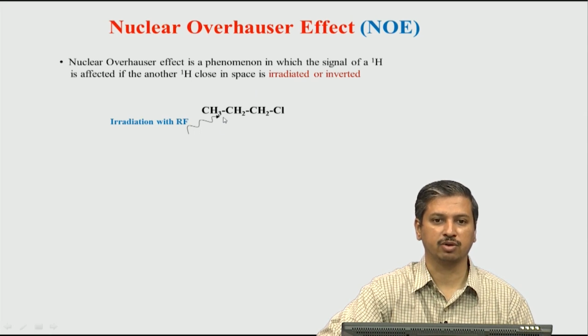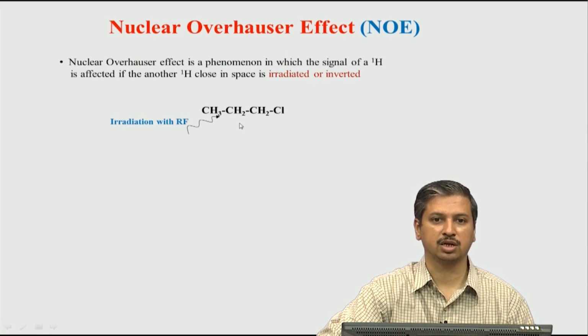So, whatever you do with one spin, that information or that perturbation is sort of transferred to another spin, with which it is interacting via space. Remember, this is not J coupling again, this is not J coupling, this is only through space. That means, I do not need a bond here.